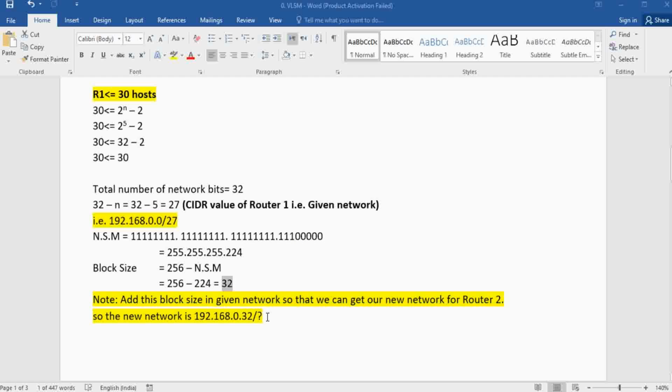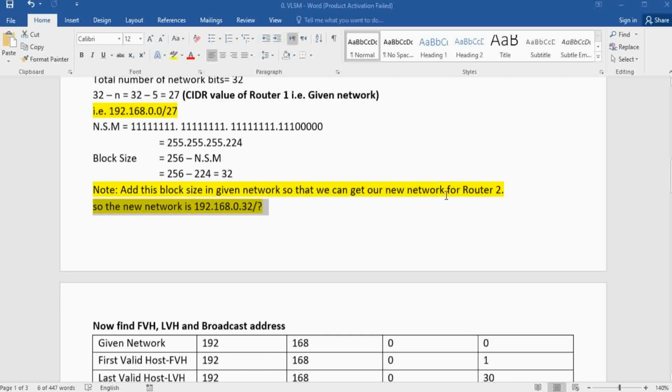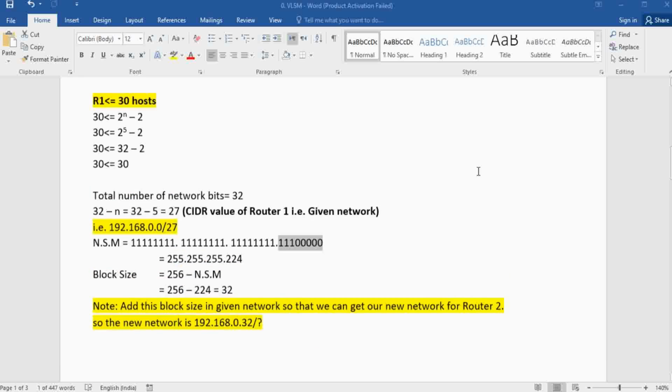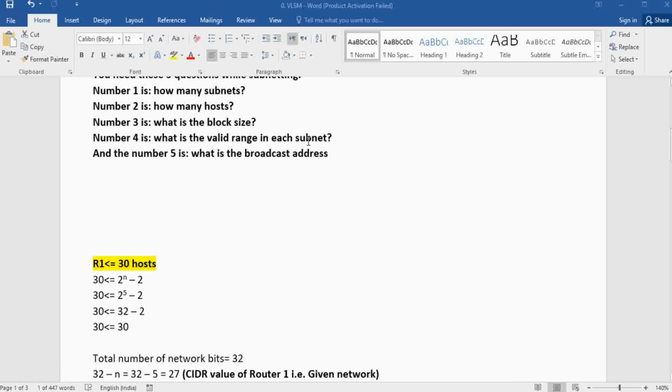Add this block size in the given network so that we can get our new network for router 2. So the given network is 192.168.0.0 and then add 32, our new network will be 192.168.0.32. Remember, in Class C there are 3 network blocks and 1 host block. Changes occur only in the host block.